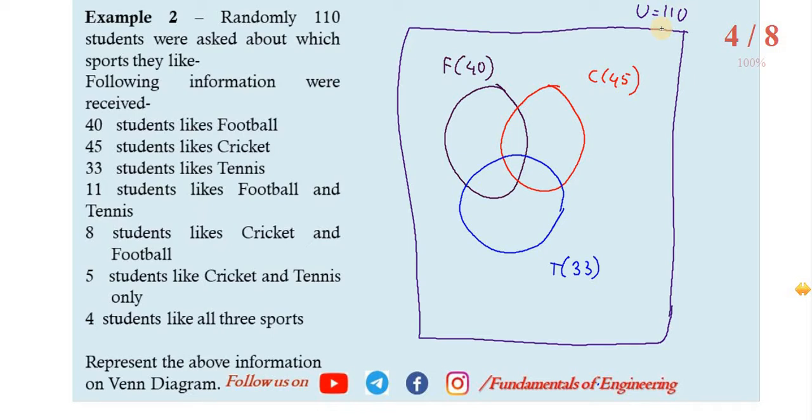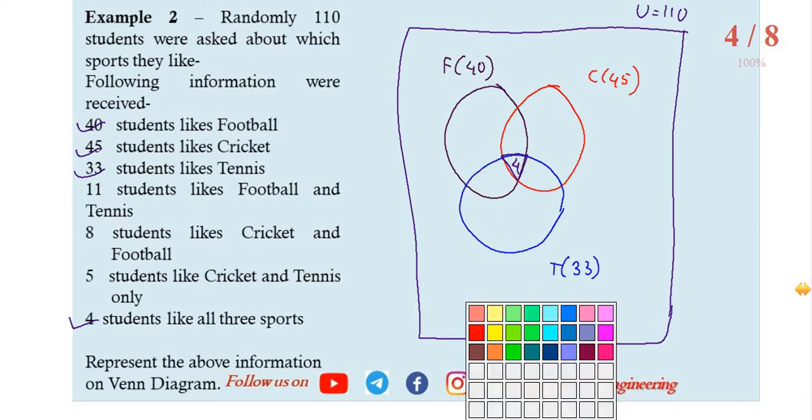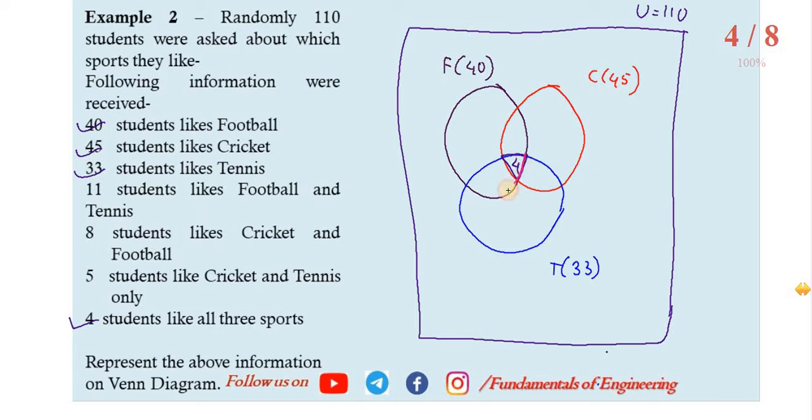Now first what do we have to do? Common in all three. We have written this one and this one. Now common in three: 4 students like all three sports. So the common area will be this one. So 4 will belong here. Now remaining, common in 2, we have to start. So 11 students like football and tennis. So 4 are already there. This whole area will be of football and tennis. 11 minus 4, we are getting 7.